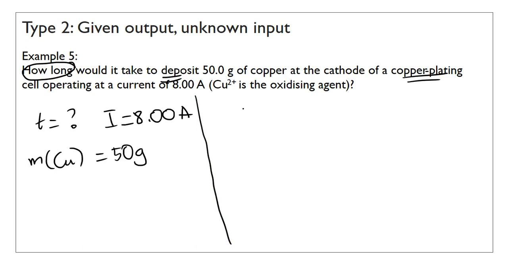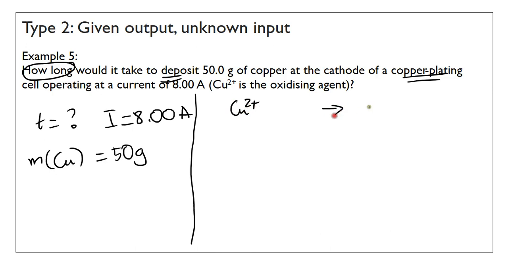Essentially this is working backwards, and at the same time I'm still going to start with writing the half equation because I need to make sure that my ratio is correct. So you know that copper 2+ is the oxidizing agent, and you know that copper is the product. So the equation at the cathode, because this is electroplating, is copper 2+ going to copper, and you need to add 2 electrons here. So we're working backwards to find time, which means that I'm going to need to find the charge via electrons first.